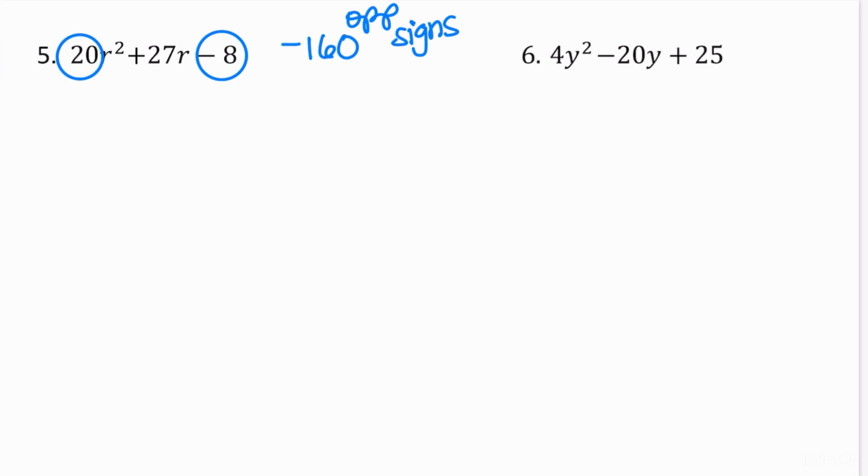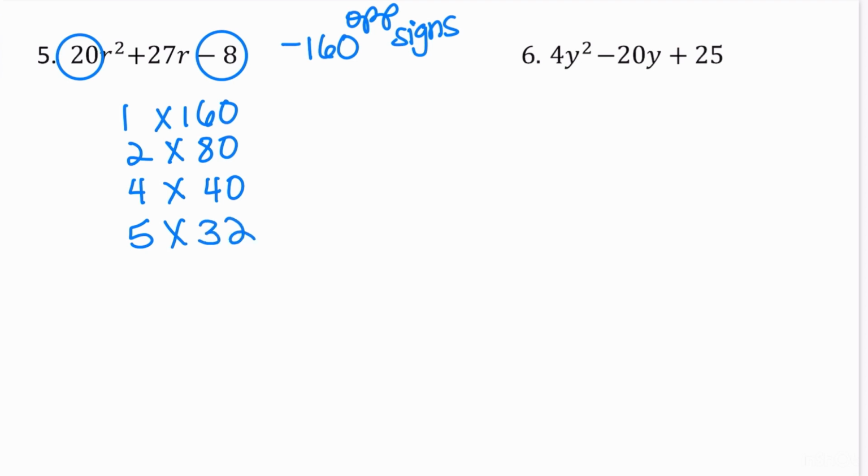So here you have to think a little bit, because 160 is a pretty big number. 160 is 1 times 160, 2 times 80. It's not 3 times anything. 4 times 40, 5 times 32, and already I can tell that's going to be the value that I'm looking for, because I know that 32 minus 5 is going to give me 27. So it has to be a positive 32 and a negative 5.